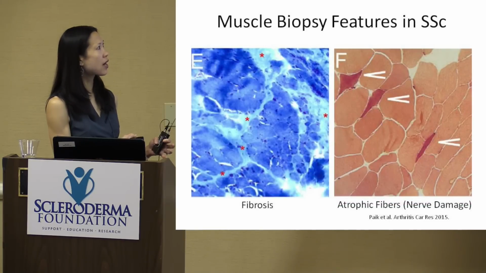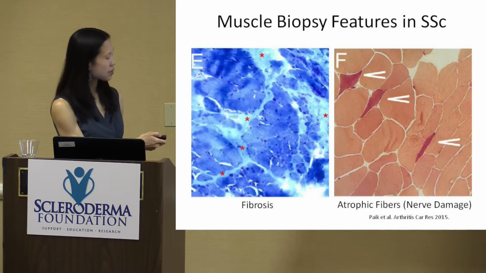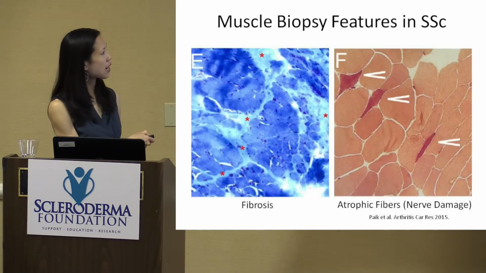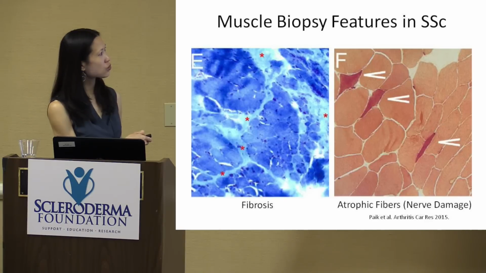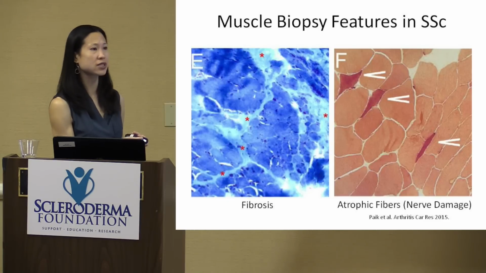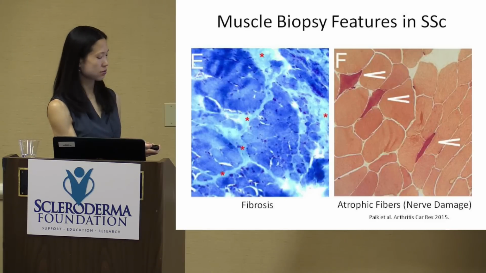And then some other features that are seen predominantly in scleroderma muscle disease. The scar tissue here, all these areas are highlighting scar tissue related to muscle disease and scleroderma. And the arrows here point to degenerating or atrophying muscle fibers, which is also seen in patients with scleroderma who have more of the nerve damage rather than actual muscle damage.